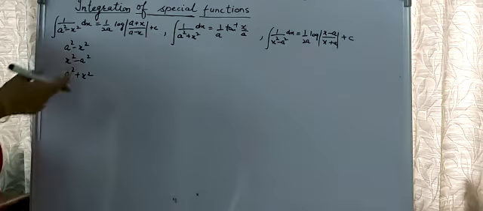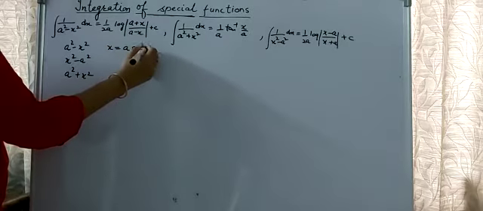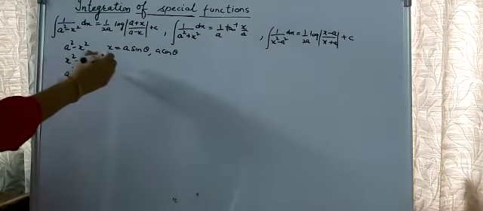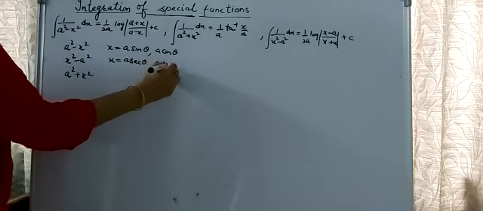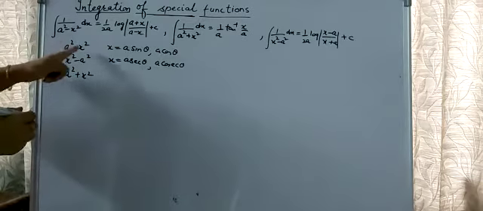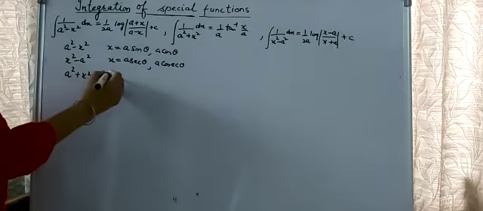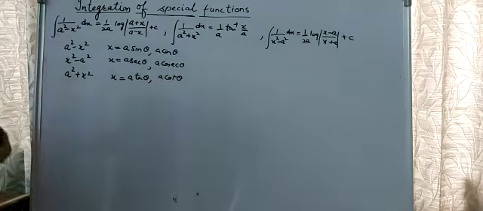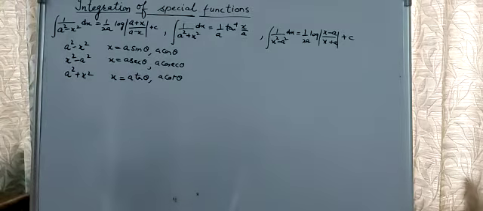When we have a function of the type a square minus x square, then we substitute x equal to a sin theta or a cos theta. And if you have a function like x square minus a square, then we substitute x equal to a secant theta or a cosecant theta, because we have the formulas 1 minus sin square theta, 1 minus cos square theta, secant square theta minus 1, cosecant square theta minus 1. And in this we put x equal to a tan theta or a cot theta. So by substituting these values instead of x, we make the function simpler.